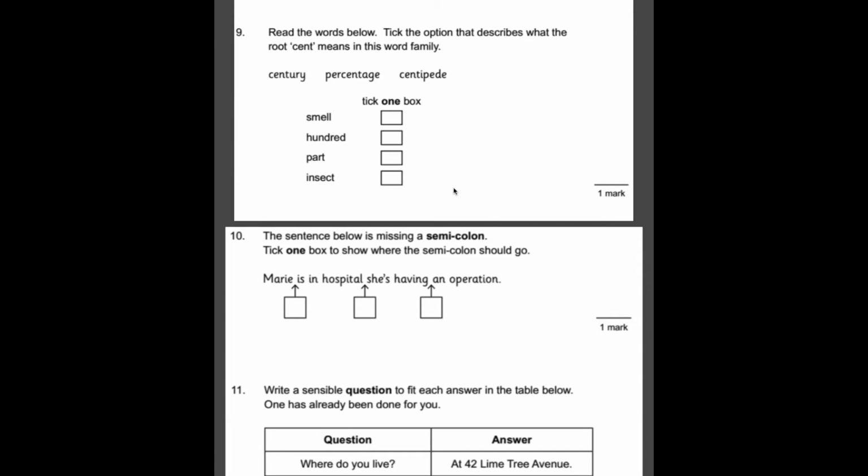Number 9, read the words below and tick the option that describes what the root cent means in the word family. All you've got to do for this one is use your knowledge of what each word means and try and piece together where you think it comes from. So century, percentage and centipede, what do they all have in common? Century is 100 years, percentage means out of 100, and centipede has 100 legs. So the obvious answer for that one would be 100. That's where the word cent comes from.